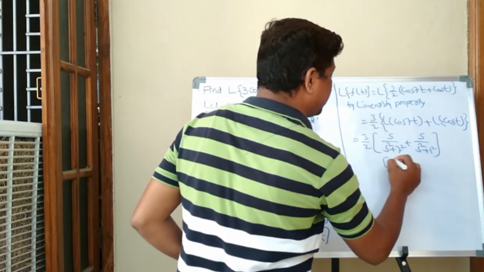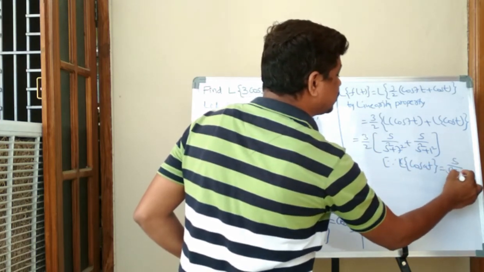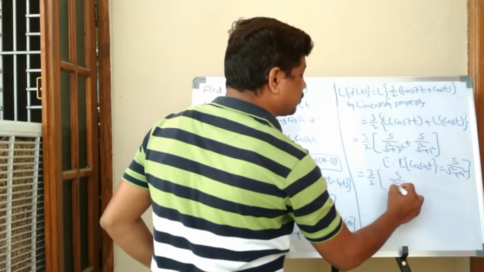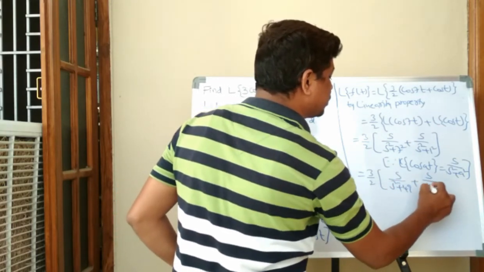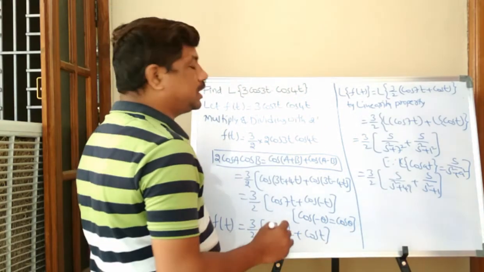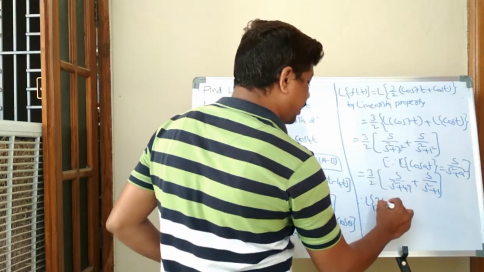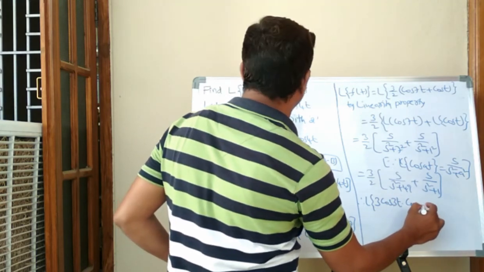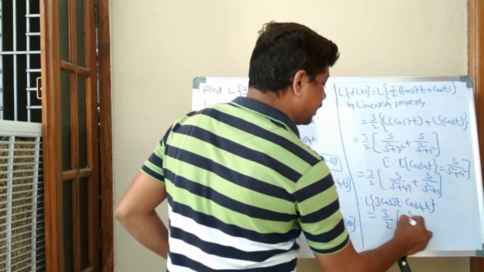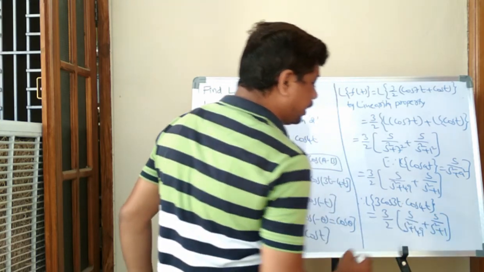That means what did I use here? Laplace of cos at is equal to s by s square plus a square. Now this is equal to 3 by 2 of s by s square plus 49 plus s by s square plus 1. So now this is the Laplace transform of the given function, 3 cos 3t into cos 4t. I am concluding here: Laplace of 3 cos 3t into cos 4t equals 3 by 2 of s by s square plus 49 plus s by s square plus 1. So this is the Laplace transform of the given function.